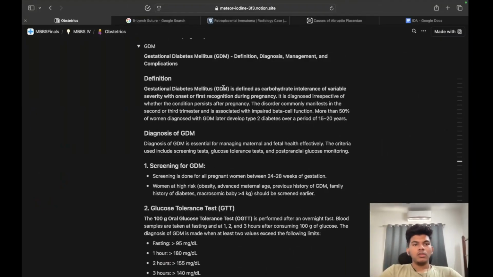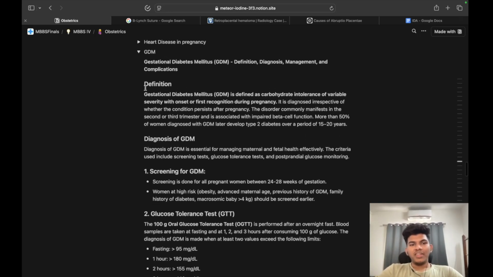Hello everyone. So we are discussing a new topic, gestational diabetes mellitus, GDM for short. We are going to look at the definition, diagnosis, management and complications. So first, coming to the definition.